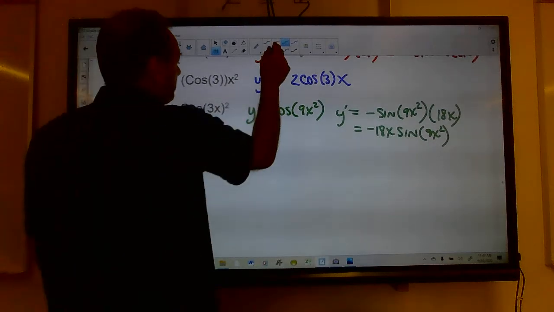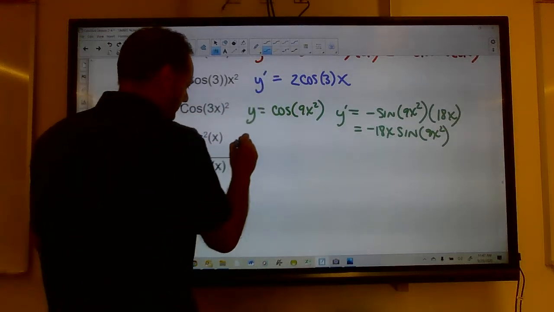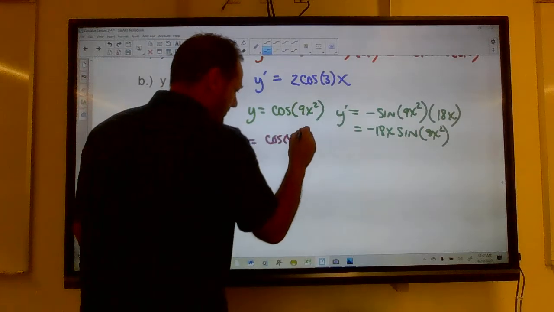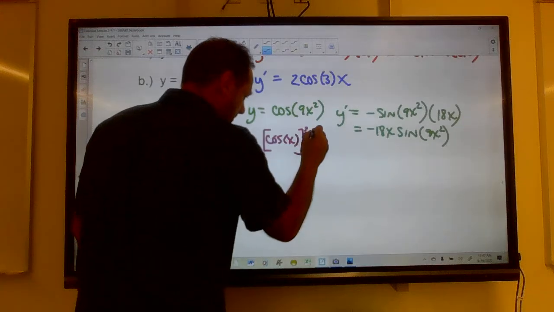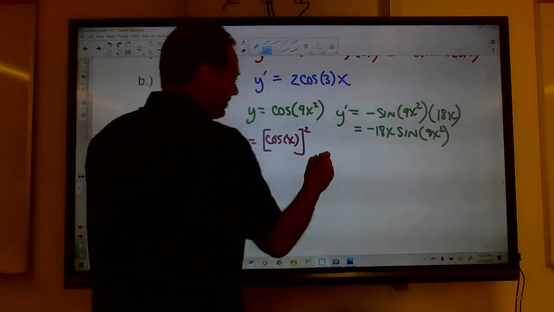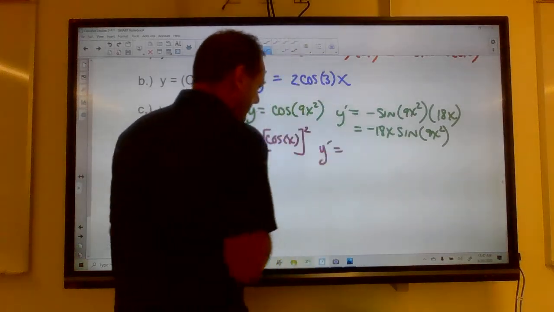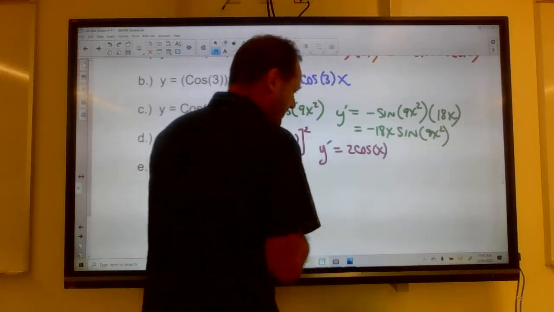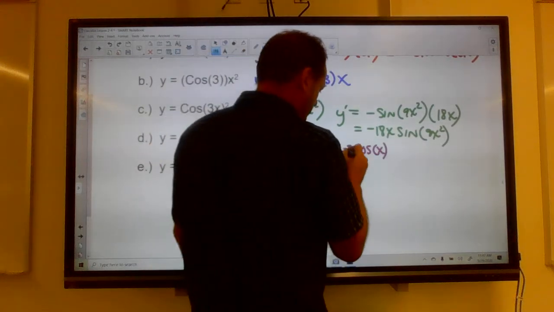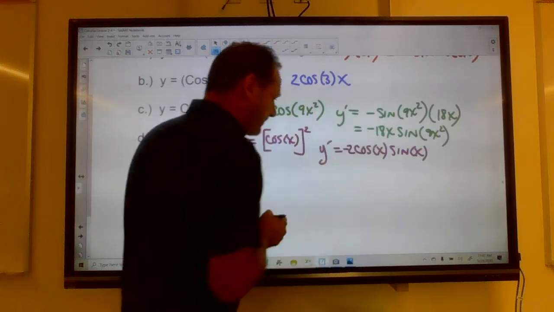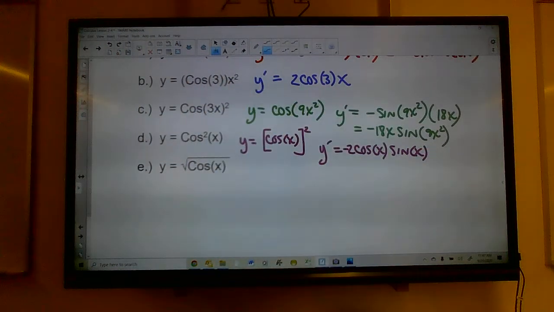Okay, this here, I would rewrite this one as cosine x squared. Now when I take the derivative, it's 2 cosine x times the derivative of the inside, which is negative sine x. And you're done.